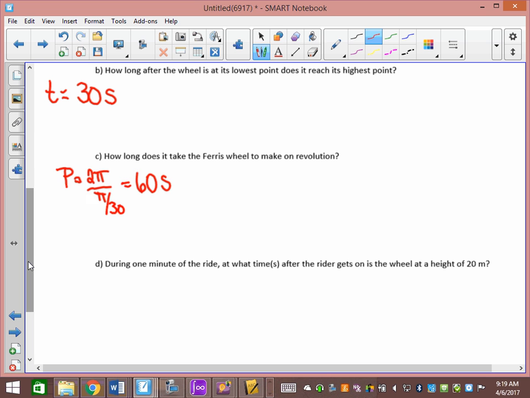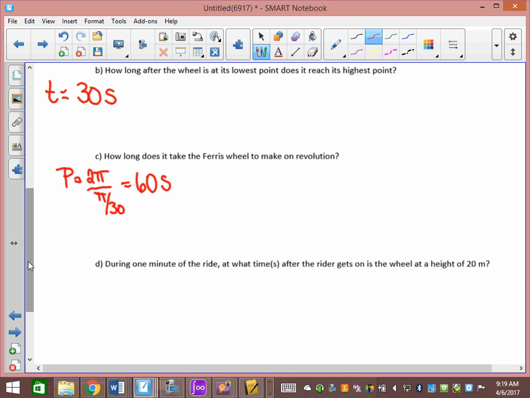During 1 minute of the ride, 1 minute is the same as what? So basically during one revolution. At what times after the rider got on the wheel is the height 20? Did they give us the y or x? Is 20 y or x? That is a key thing. If you can figure out if it's x or y, any answers after that are really easy.